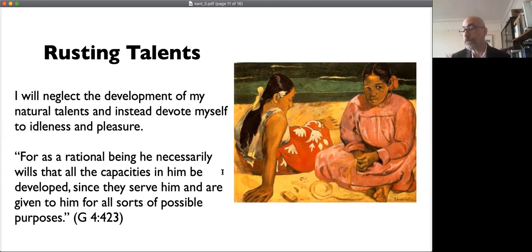So in the third example, Kant argues the following maxim is going to be impermissible: I will neglect the development of my natural talents, instead devote myself to idleness and pleasure. Generalizing this so that it applies to everyone, he says, everyone will neglect the development of their natural talents, instead devote themselves to idleness and pleasure. Transforming this generalized maxim into a hypothetical law of nature, we get, it's a law of nature that everyone will neglect the development of their natural talents, instead devote themselves to idleness and pleasure.